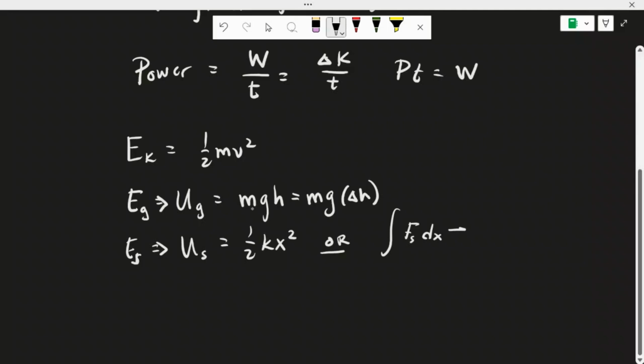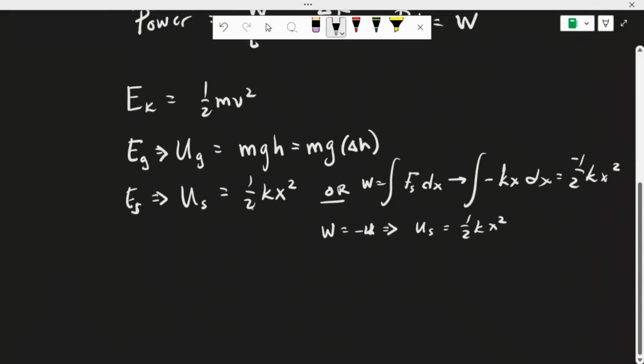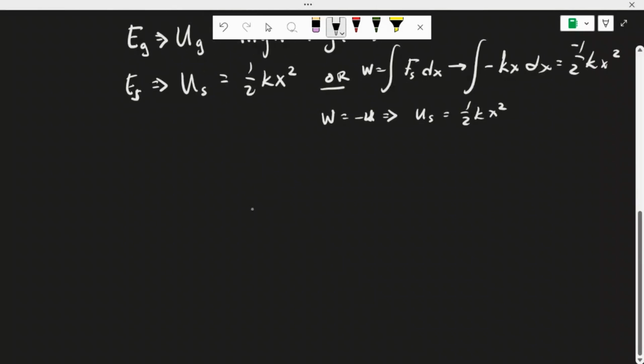We know that the spring force, let's say, would be minus kx for a linear spring, and so that gives us 1/2 kx squared, and it would be negative. So that would be the work done, and if we recall, the work is equal to minus the potential. So that means that the potential energy from a spring is 1/2 kx squared. Now, if it's a nonlinear spring, it could be 1/3 kx cubed, 1/4 kx to the 4th, something like that. But for the most part, this is what we're talking about. Okay.